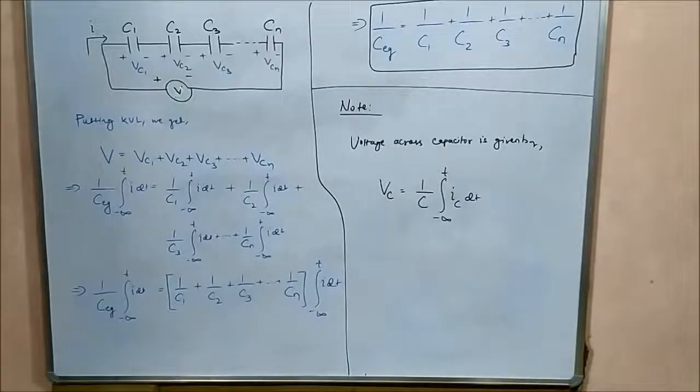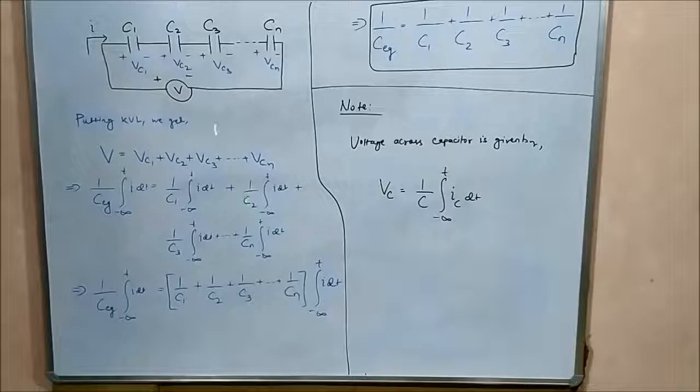Now this can be given by the expression of 1 by total capacitance, which is the equivalent capacitance C equivalent, with the integration of the circuit current from minus infinity to t, dt. For total voltage, total capacitance is used, and for the individual capacitor voltages, individual capacitors are used. So Vc1 is 1 by C1 integral of i dt from minus infinity to t, Vc2 is 1 by C2 integral from minus infinity to t, dt, Vc3 is 1 by C3 integral from minus infinity to t, dt, and Vcn is 1 by Cn integral from minus infinity to t, dt.